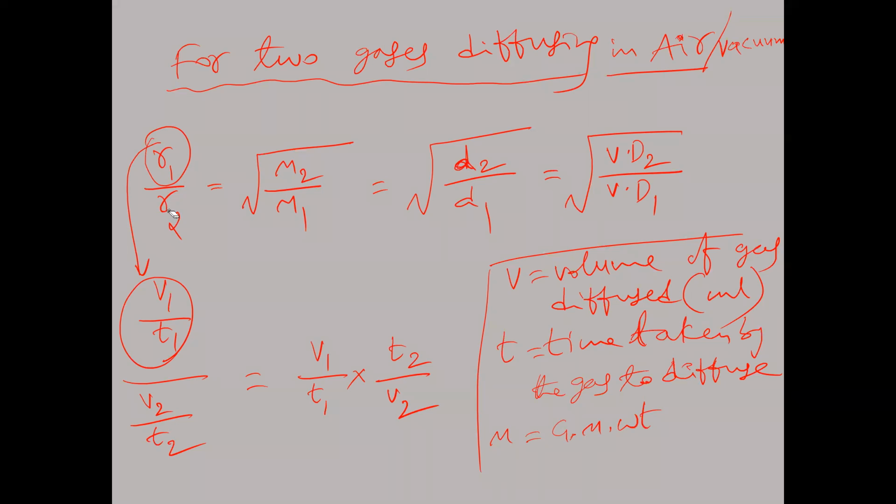So R1 by R2 is equal to under root M2 by M1, which equals under root D2 by D1, which equals under root VD2 by VD1. Any relation we can take here, but mostly we use this relation: for two gases, R1 by R2 is equal to under root M2 by M1. Is that clear now?